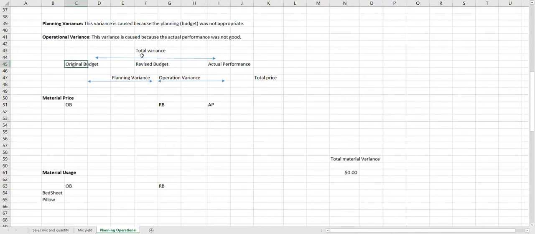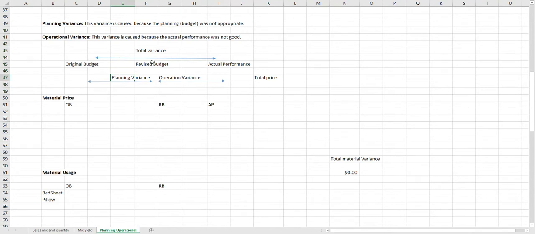If we look at the original budget and we look at the revised budget, it means the budget that should have been according to the information that we newly get. Because of the new information, we might believe that the budget should have been something different. So that is what is called revised budget. If we look at the difference between these two, this will be planning variance. This simply means that the ones who are responsible in planning are responsible for this one.